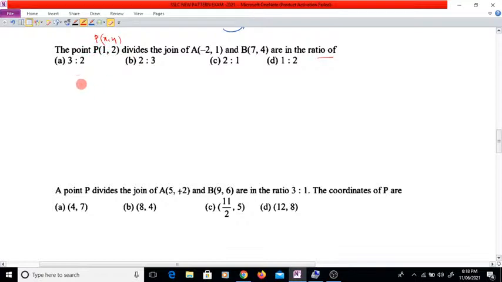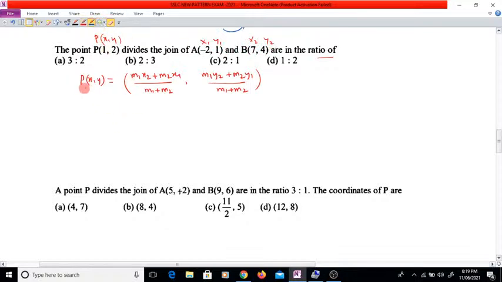So we will use the same formula, that is, P of x, y equals m1 x2 plus m2 x1 divided by m1 plus m2 comma m1 y2 plus m2 y1 divided by m1 plus m2. So we have to find the ratio here. This is P of x, y, this is x1, y1, and x2, y2. So we will substitute the values.